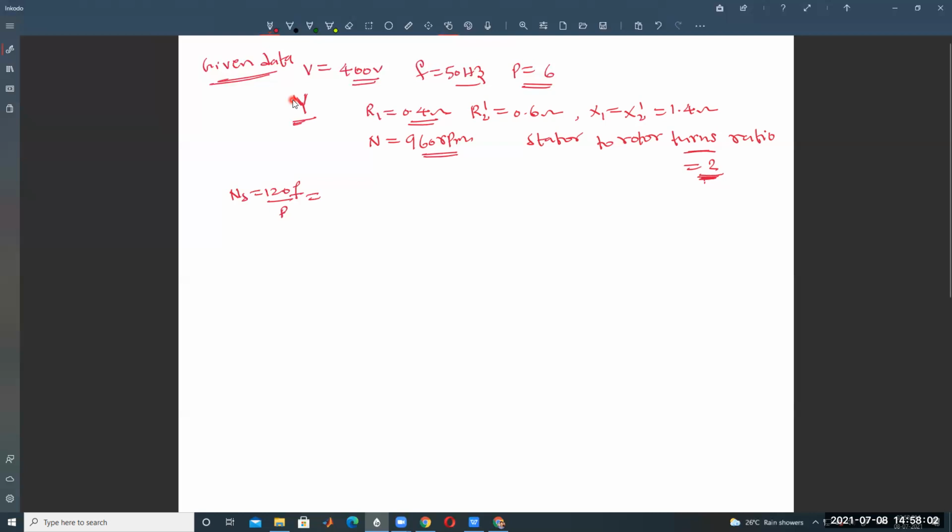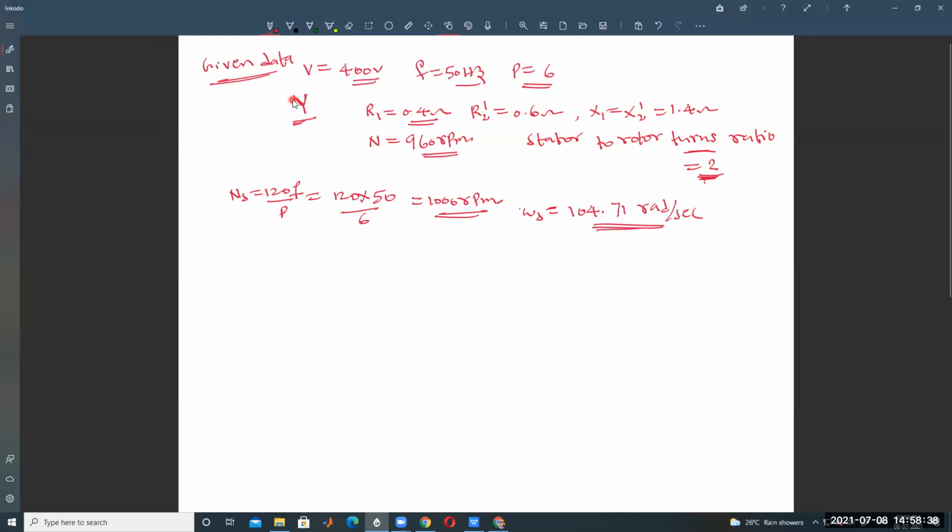Tell me what is the synchronous speed here? 120 into 50 divided by 6 is equal to 1000 RPM. Then convert it into radians per second. Same as the previous problem, same data. 104.71 radians per second.